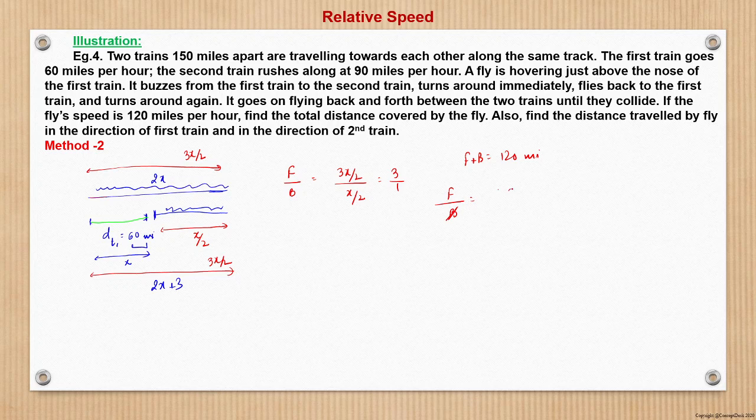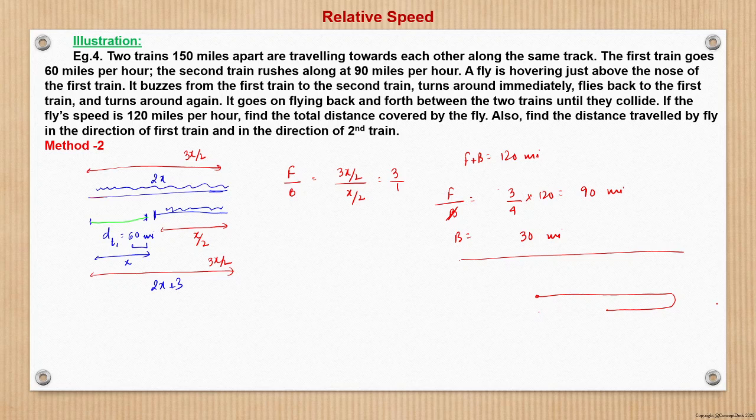So forward would be what? 3 by 4 into 120, which is nothing but 90 miles. And backward from here will be nothing but 30 miles. And again redraw this figure, and again draw this figure here. So from here the fly goes the net forward distance this much, and then again returns back to say this position.